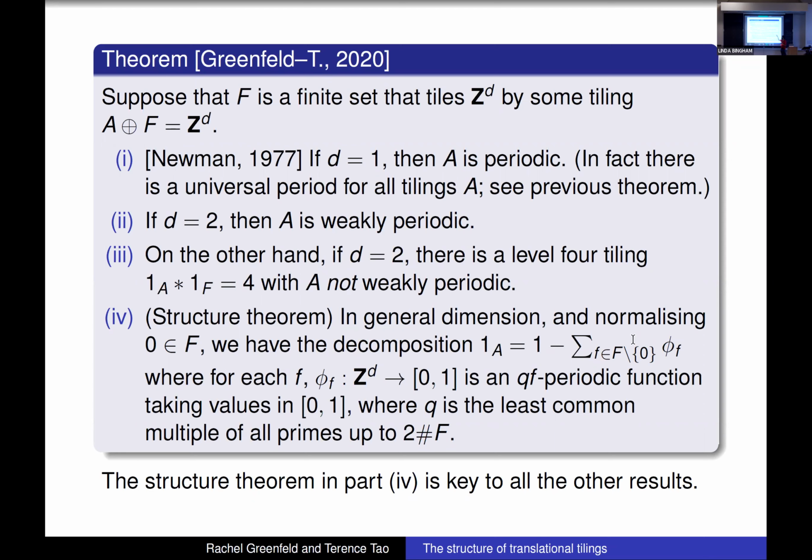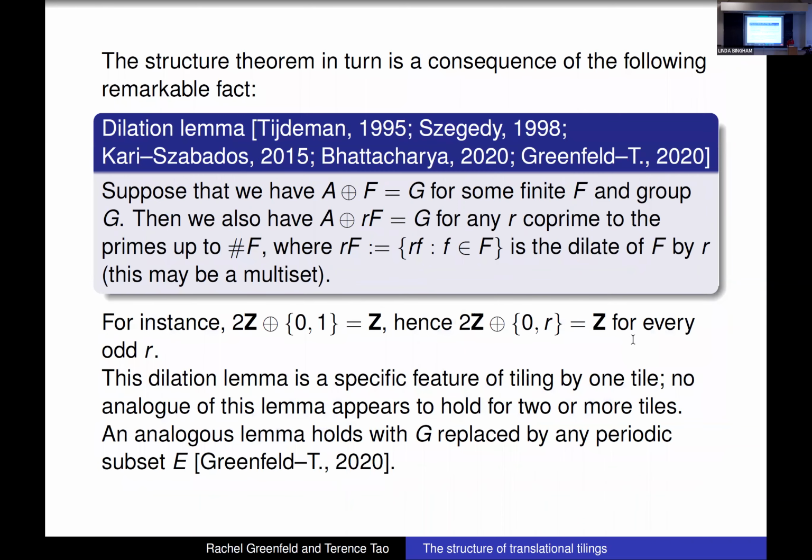We can write it as a finite linear combination of other functions where each of the other functions is periodic in one direction. So there is something like weak periodicity, but at the function level rather than the set level, which is less strong, but still non-trivial. And in fact, the way we prove the other results is that we prove the structure theorem first, and this implies all the other positive results. I'll give one proof in this.